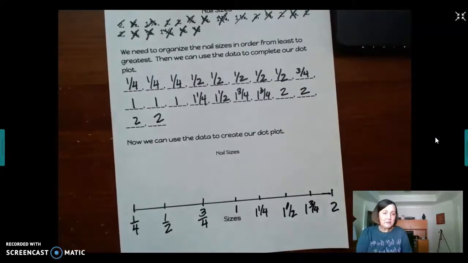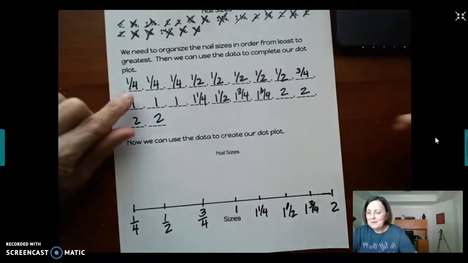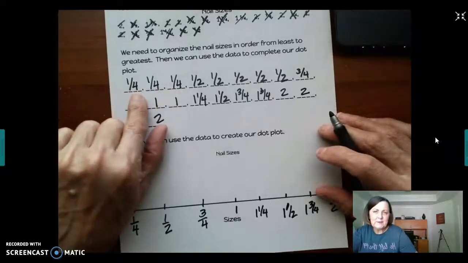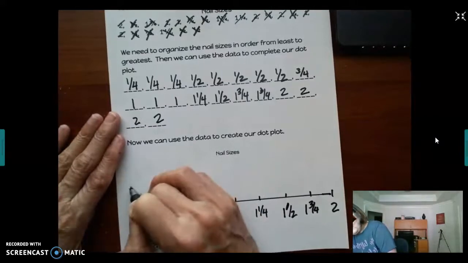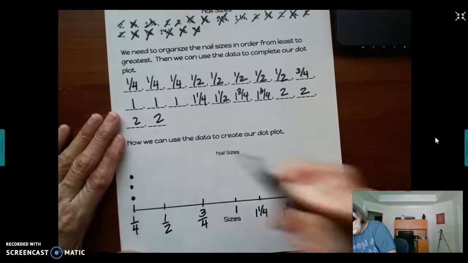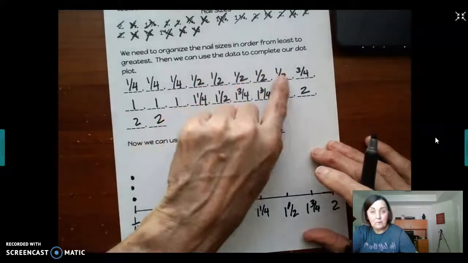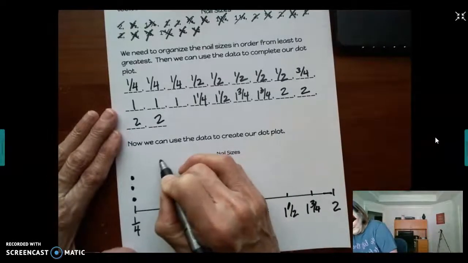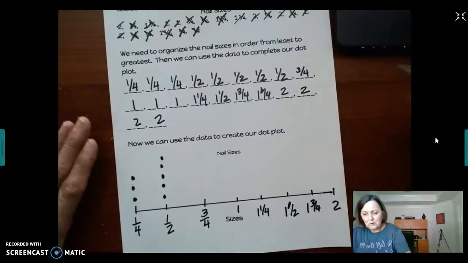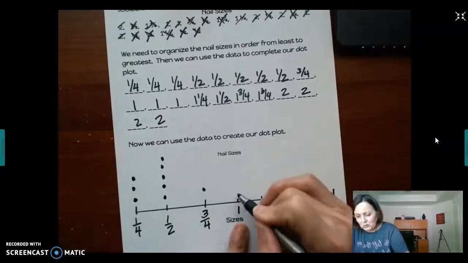So what do we need to do now? We're going to go back to our organized data up here and create the dot plot. All right, how many 1/4 inch nails do we have? 1, 2, 3. How many are 1/2? 1, 2, 3, 4, 5. How many are 3/4 of an inch? Just 1.